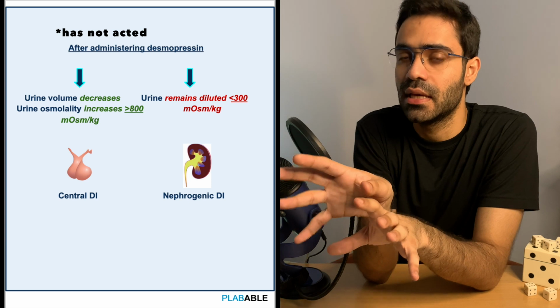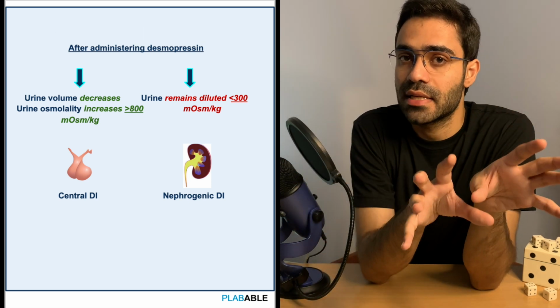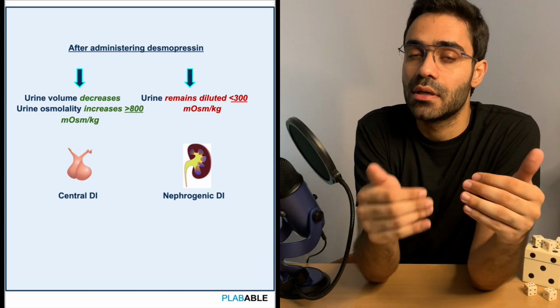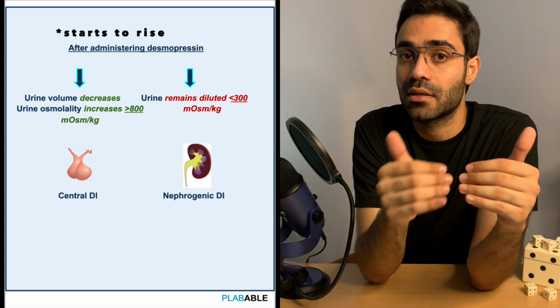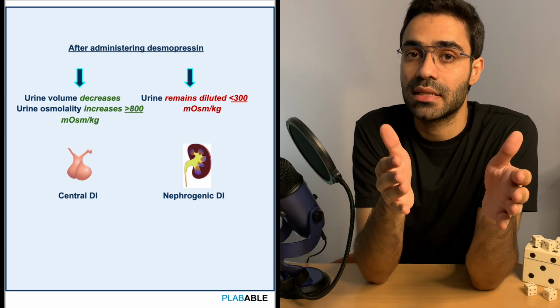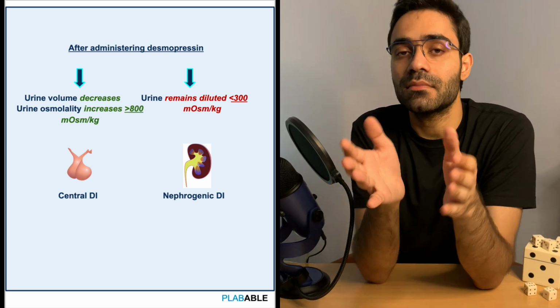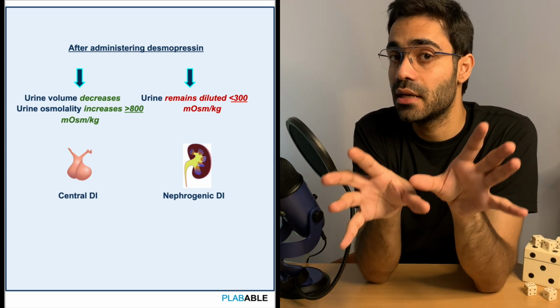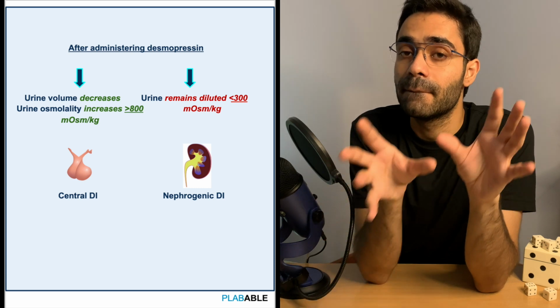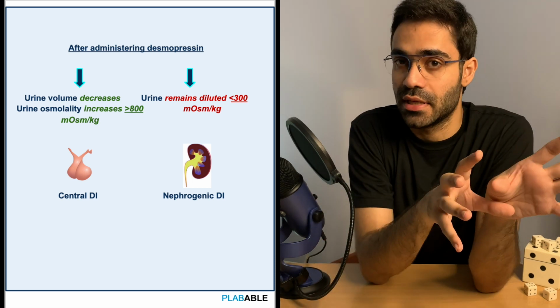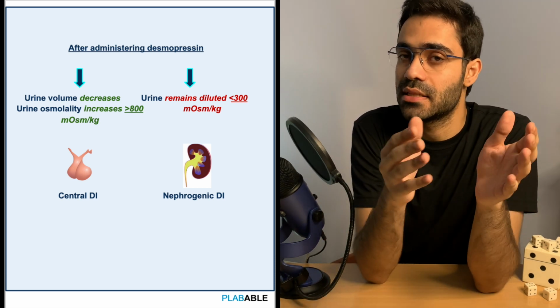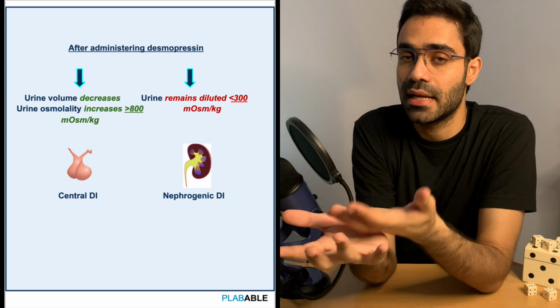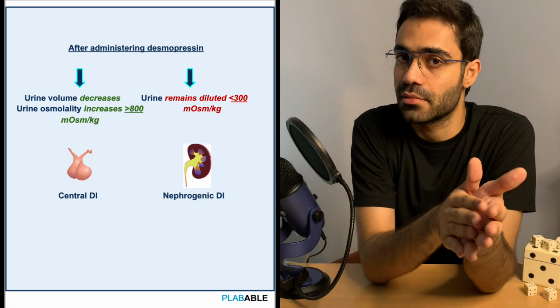And if after giving desmopressin, the patient has started to conserve water, the urine osmolality has started going up, and the urine volume has decreased, this is a case of central diabetes insipidus, where the receptors earlier were functioning, but only ADH was deficient. Now once you have given ADH, the receptors are able to sense that ADH and reabsorb water.